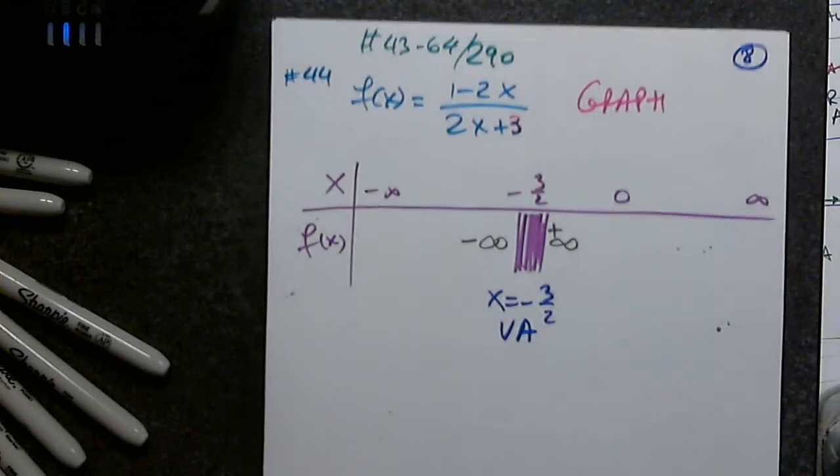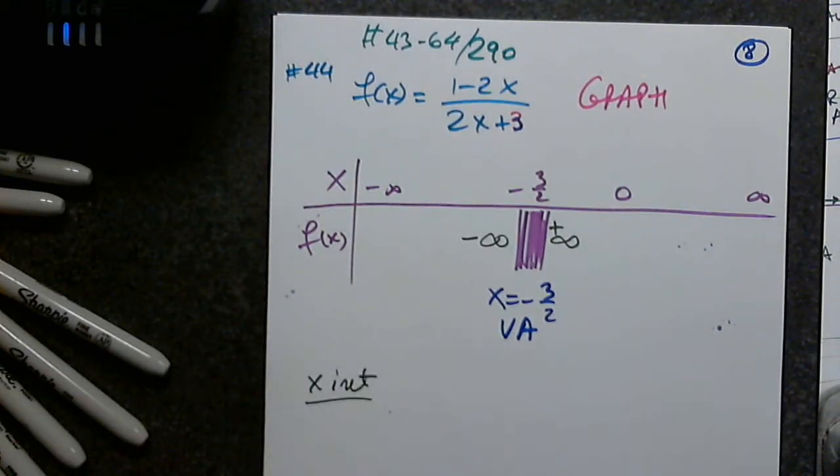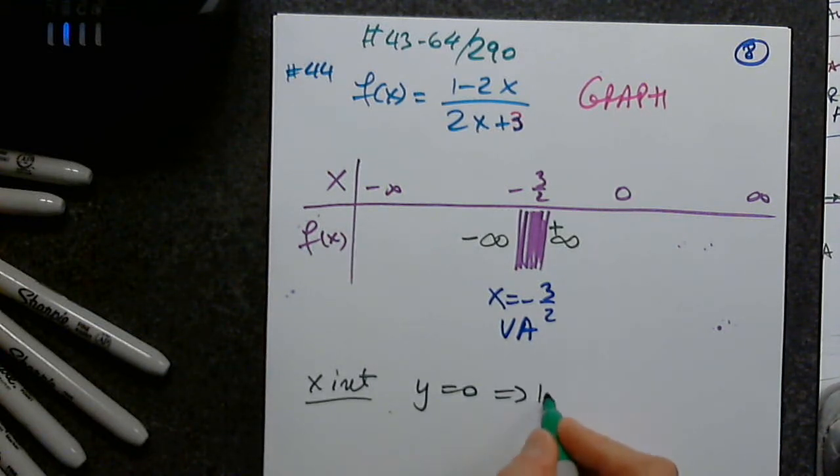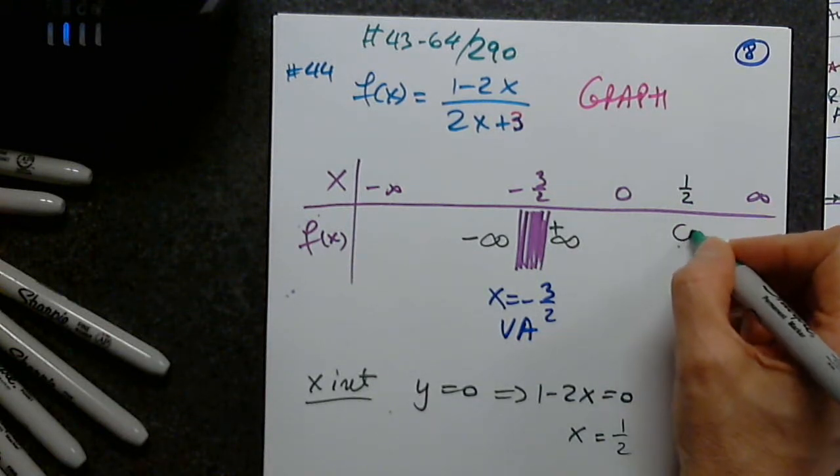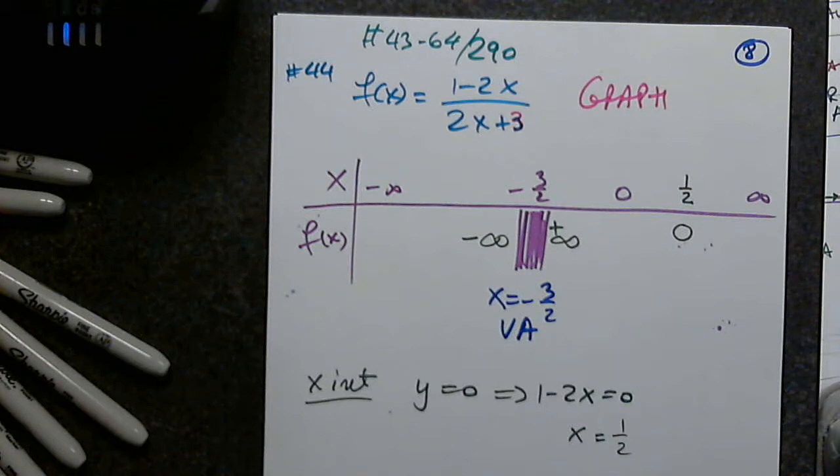X-intercept. How do I determine the x-intercept? Set y equals 0. Very good. When is a fraction 0? Only when the numerator is 0. Very good. So this means 1 minus 2x equals 0, which means x equals? Very good. Here's 1 over 2, and here's 0. Careful where we put it in the chart. It has to be in the right spot.